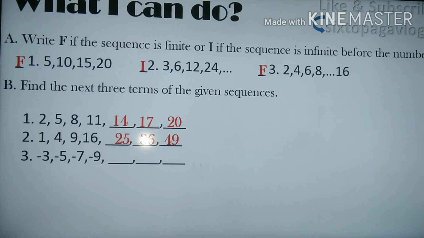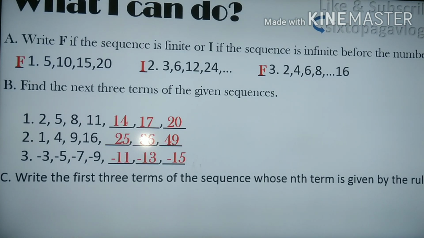How about this? There's a negative sign in every element. So what is the answer? We have negative 11, negative 13, and negative 15. Okay? So did you understand? Any questions? If you have questions, you can write them in the message box in our channel.